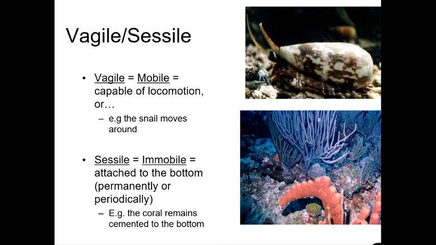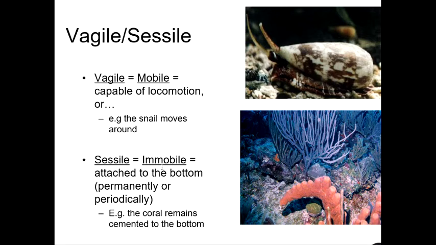These species can be described as well by their ability to move. So we have these terms vagile and sessile. Vagile simply means mobile. It's able to move, even if that motion is very slow. You're looking at a conus snail shell up here, and as we know, snails define slow. If you say something moves at a snail's pace, that's very slow. So they are our metaphor for slow moving, but it's still moving.